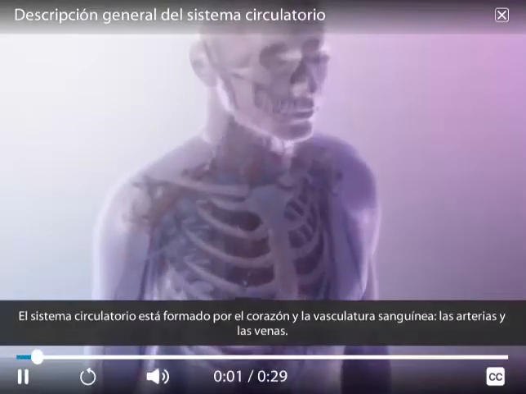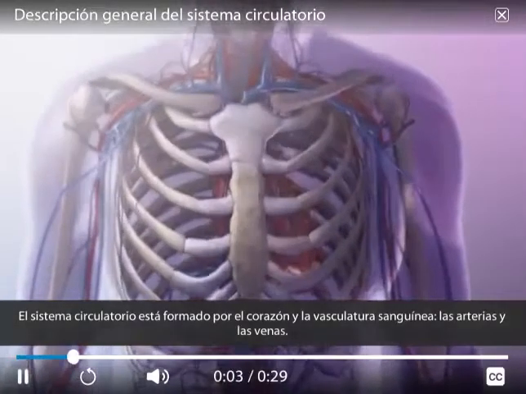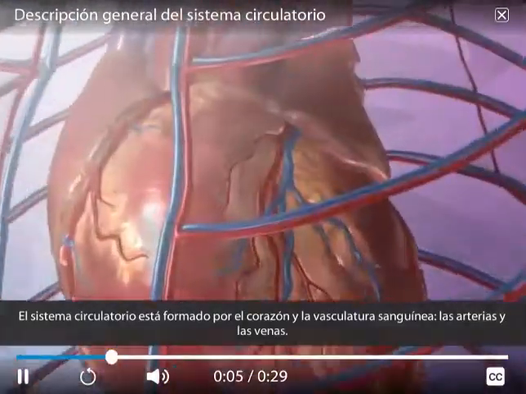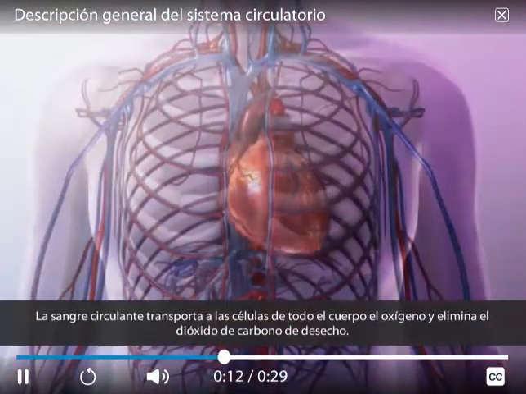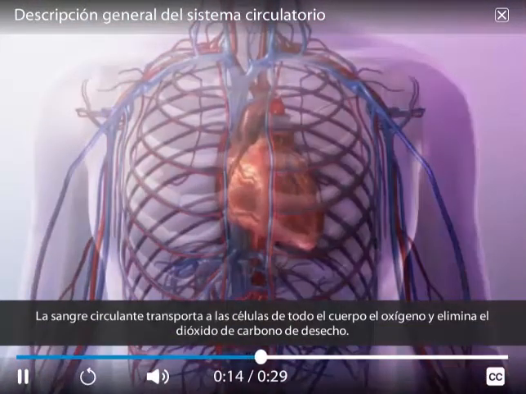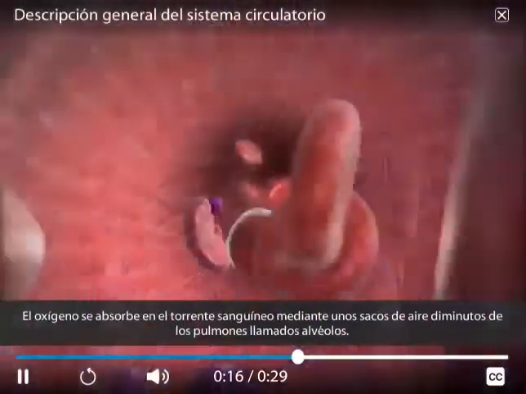The circulatory system is composed of the heart and the blood vasculature, the arteries and the veins. Arteries carry blood away from the heart, and veins carry blood back to the heart. Circulating blood supplies cells throughout the body with oxygen and removes waste carbon dioxide.